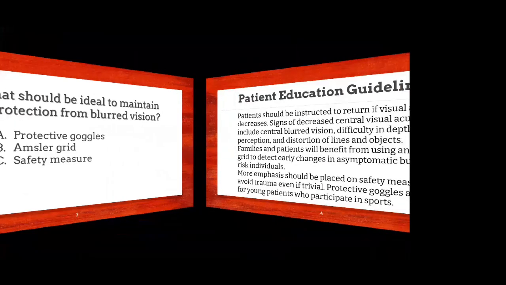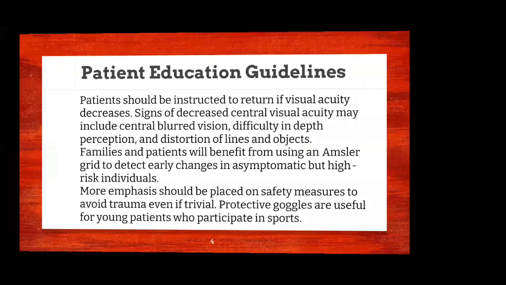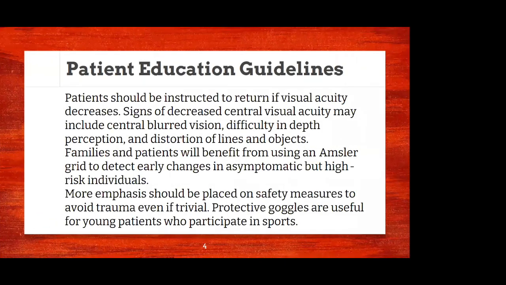Patient education guidelines. Patients should be instructed to return if visual acuity decreases. Signs of decreased central visual acuity may include central blurred vision, difficulty in depth perception, and distortion of lines and objects. Families and patients will benefit from using an Amsler grid to detect early changes in symptomatic but high risk individuals. More emphasis should be placed on safety measures to avoid trauma even if trivial. Protective goggles are useful for young patients who participate in sports.